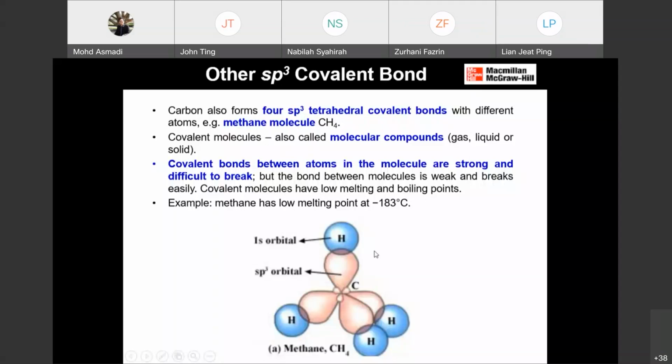This one is more to like, how to say? For hydrocarbon, it is a single chain, right? Okay, so the bond between the molecules is easy to break, compared to diamond. Diamond is like 3D. So this one is easy.